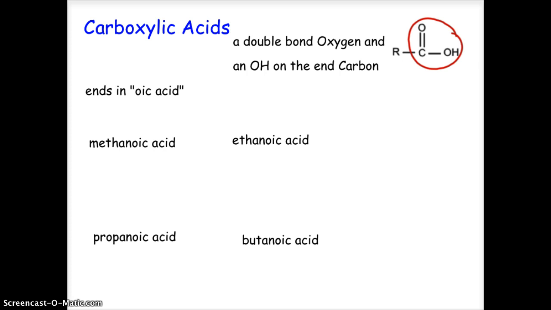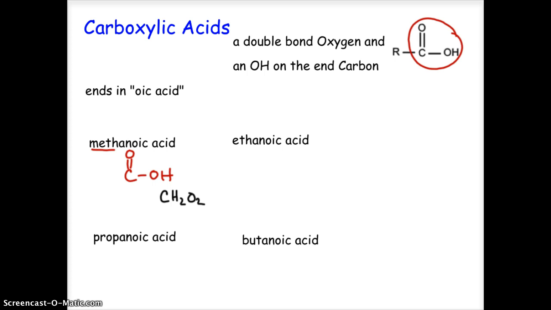So here is the first example. You could have methanoic acid, and with methanoic acid you would have one carbon because meth stands for one carbon. That carbon would have that double bond oxygen and an OH. That is the molecular structure for methanoic acid, and it has a molecular formula of CH2O2. Okay, so that is the molecular formula for methanoic acid.